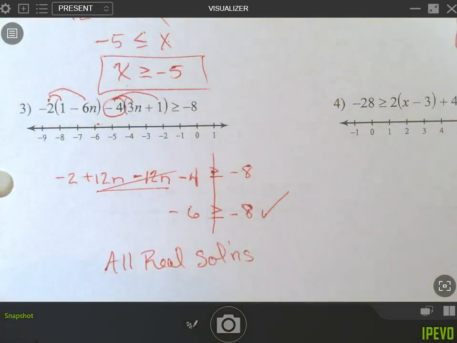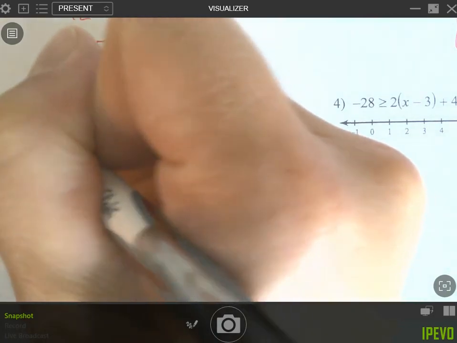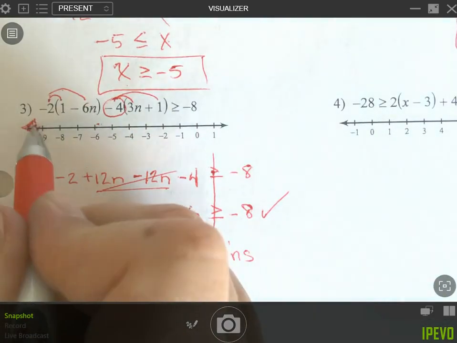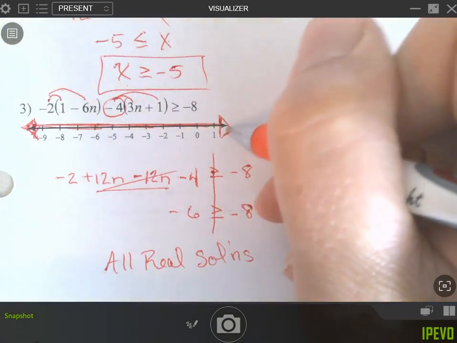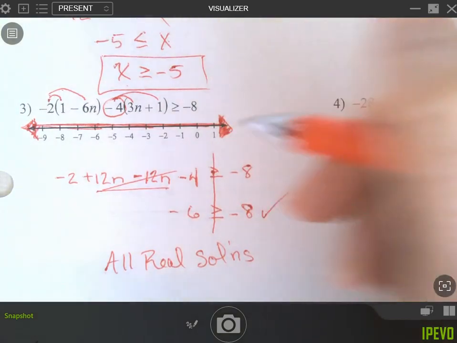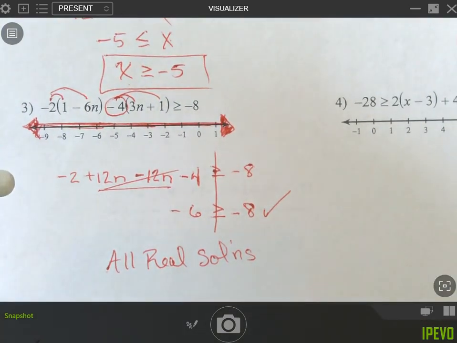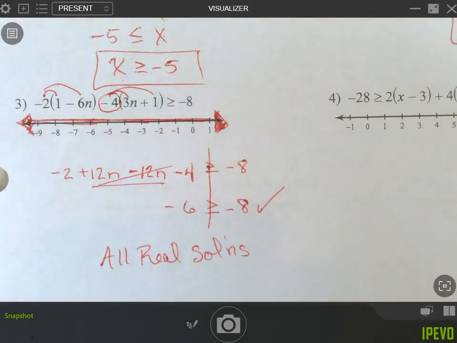Say it again. Yeah, I would color in both arrows and shade everything in between to show that this goes on forever. So that was a special case. Otherwise, we would have solved it and graphed. All right, with that in mind, go ahead and do 4. First thing you want to do is distribute and then clean up like terms, and then get it down to bare bones before you start solving.